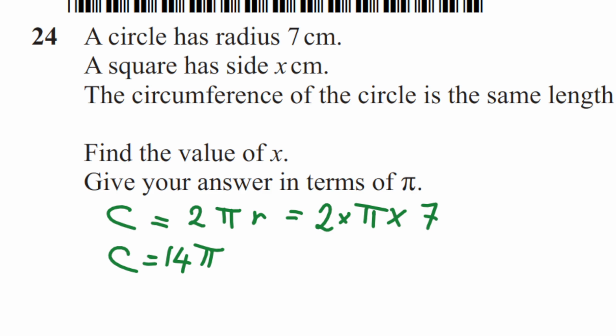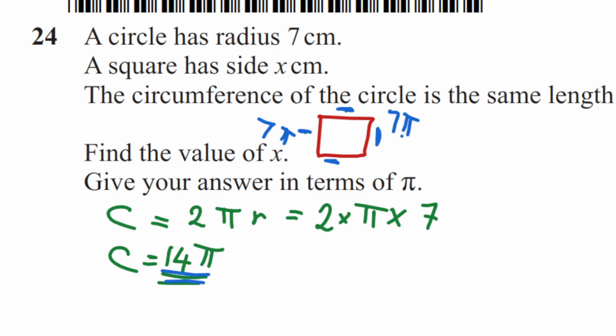Now let's just draw a square here. Let's assume this is the square. Now the sides of this square, the 4 sides, add up to 14 pi. 2 sides will add up to 7 pi, right? This side plus this side will be 7 pi. And this side plus this side will be 7 pi. And then 7 pi plus 7 pi will really make 14 pi.